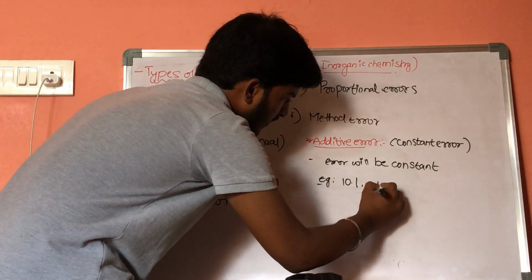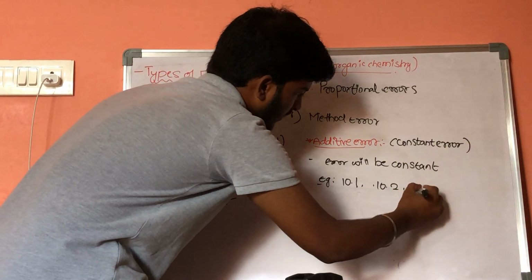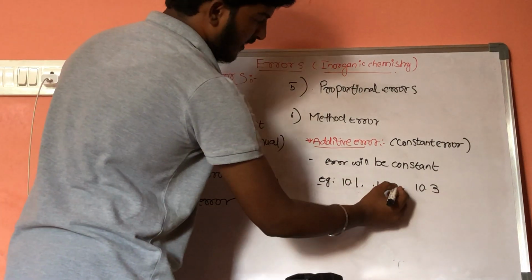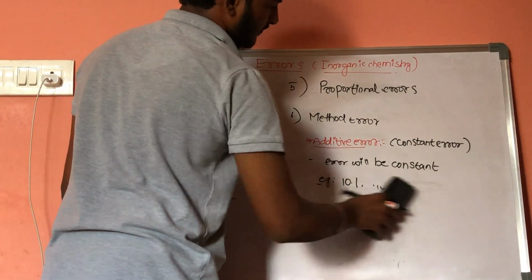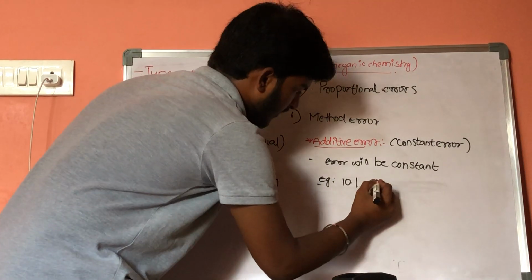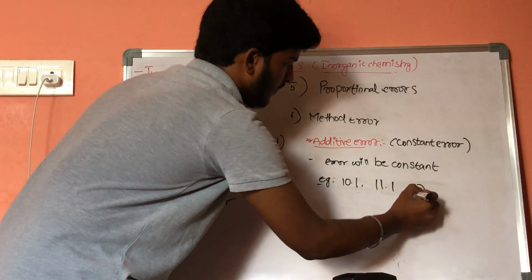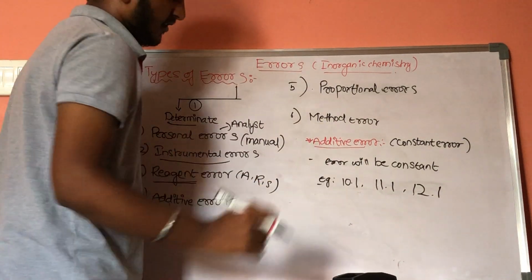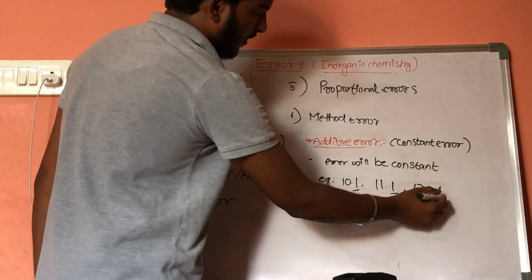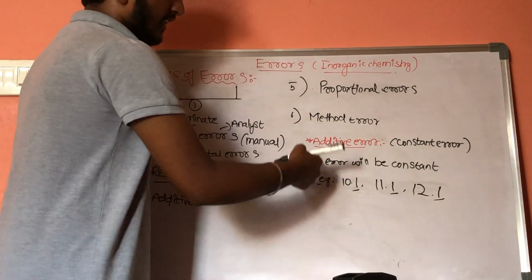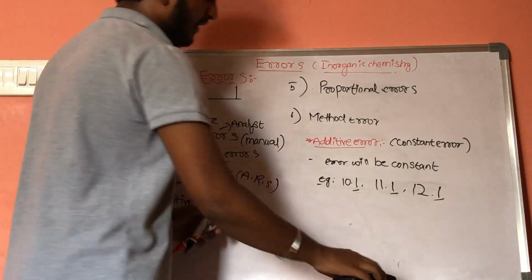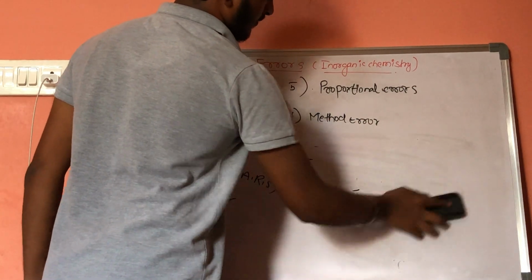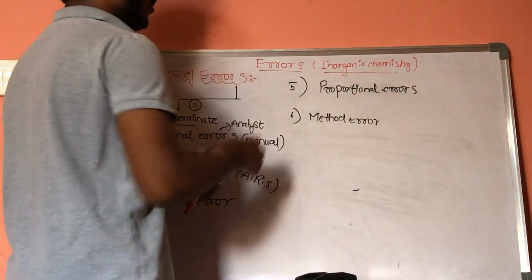Example: 10.1, 11.1, 12.1. These three are the errors by three analysis processes. Here 0.1, 0.1, 0.1, these three will remain constant. This is called additive error. Next, coming to the proportional error.